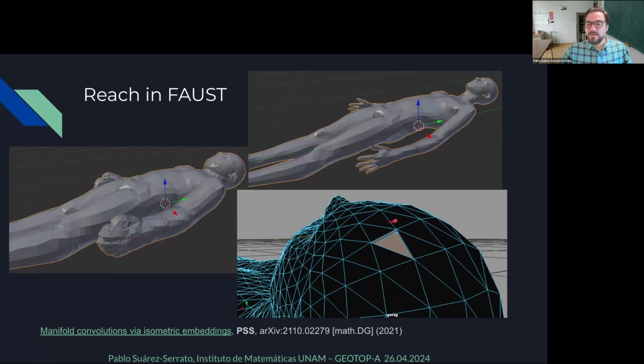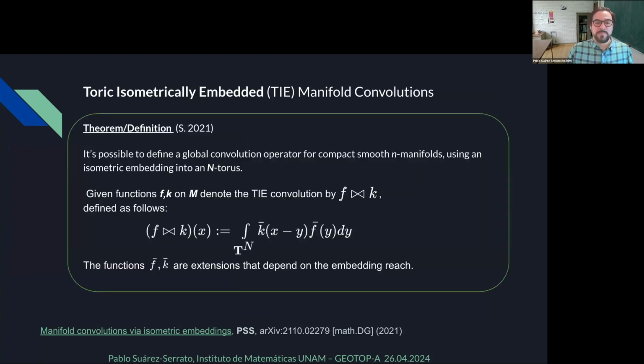In contrast, here I've done a zoom of this image where we created a neighborhood that stays within the reach of the embedding, so that the thickened part here is just small enough that when we take this slab off, we can barely see it, but it's there. And that's actually going to be a neighborhood that's underneath the reach, so that it's just thickened enough that it still preserves all of its geometric properties. And now, using the reach, it's possible to define a global convolution operator for compact smooth N manifolds.